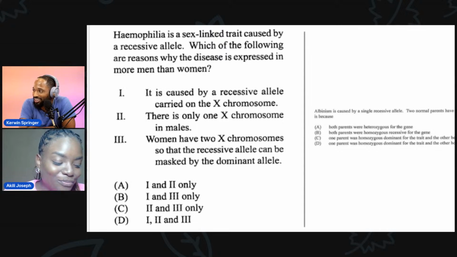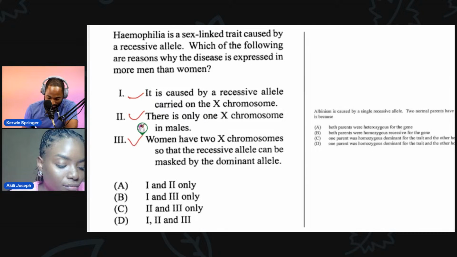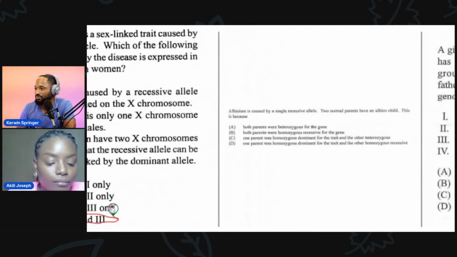Hemophilia is a sex-linked trait caused by a recessive allele. Which of the following are reasons why the disease is expressed in more men than women? It's caused by a recessive allele carried on the X chromosome. There is only one X chromosome in males. Women have two X chromosomes. So wait now, I find all of these sounding like contributions to the reason. Yeah, I get the 1, 2, 3. I hit the 1, 2, 3 as well. Right.